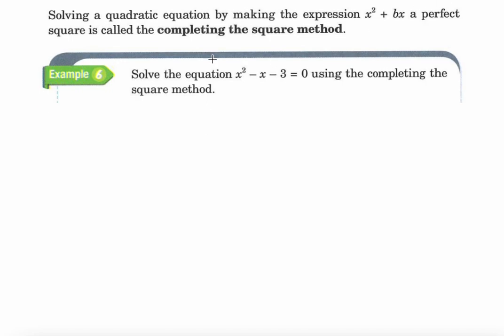All right, so we are going to add the 3 to both sides because we don't really like that constant at the end. It's doing nothing for us. So we're going to get rid of it.